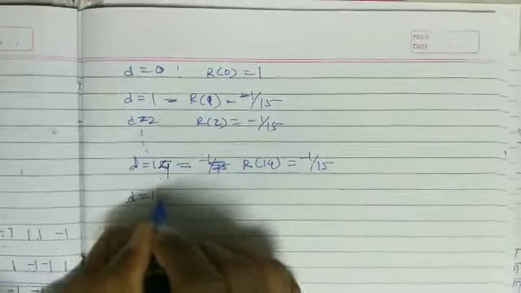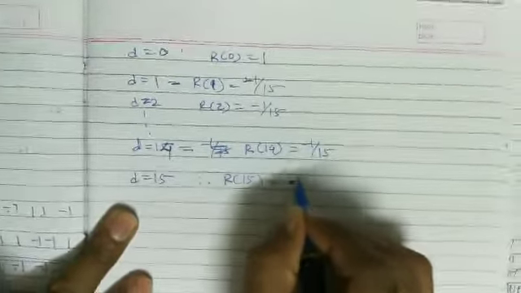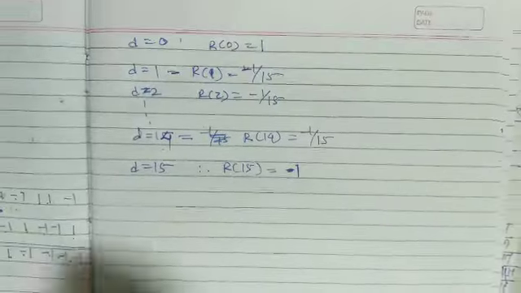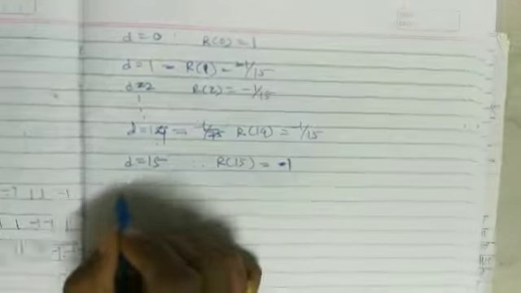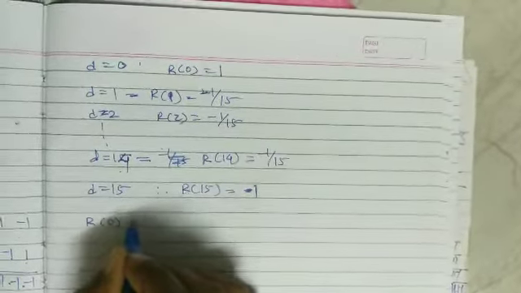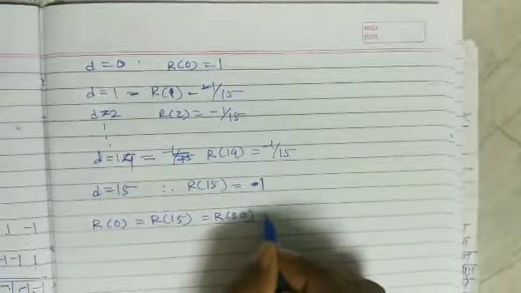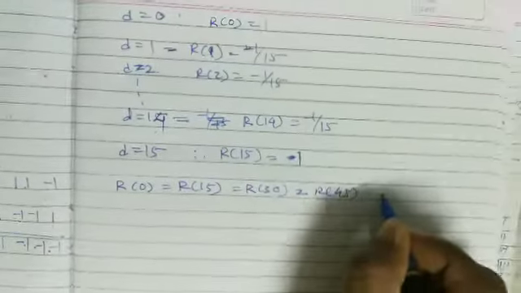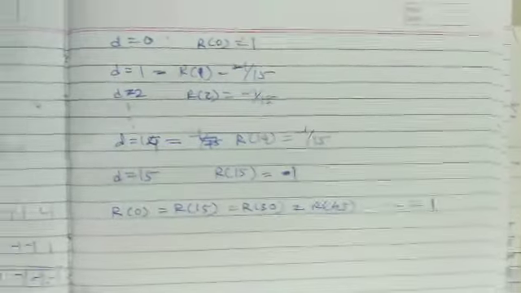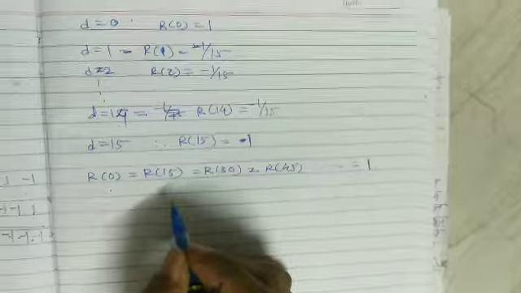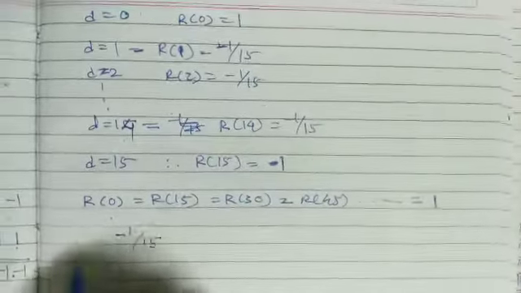And at d is equal to 15, the value of R of 15 will again be plus 1. It means that at regular intervals, according to the length of the sequence, we will get the value of R of 0 is equal to R of 15 is equal to R of 30 is equal to R of 45, likewise always equal to 1. And at the rest of the instants like R1, R2, R3, R4, we will always get the value minus 1 by 15.